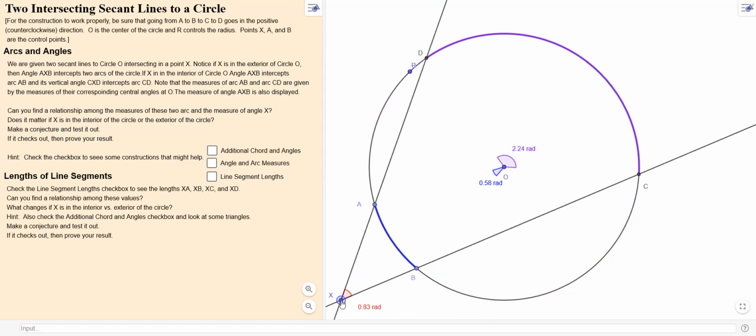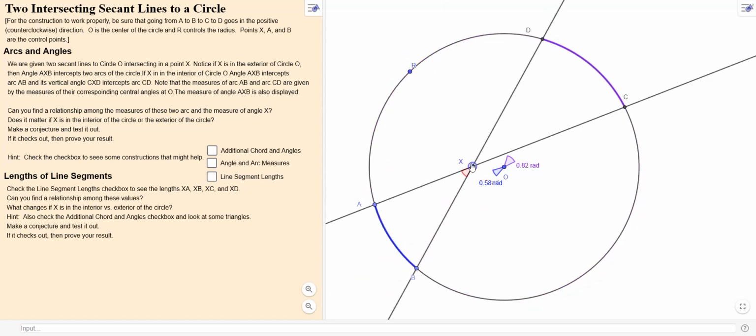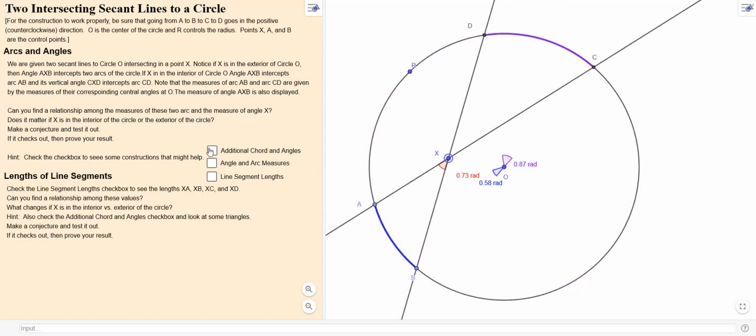This time I want to look at, let's put it in the interior to start with, and I want to look at some line segments from say A to X, B to X, C to X, and D to X, and see if we can look at the lengths of those things and see any kind of relationship there. Can you see anything that might work out?